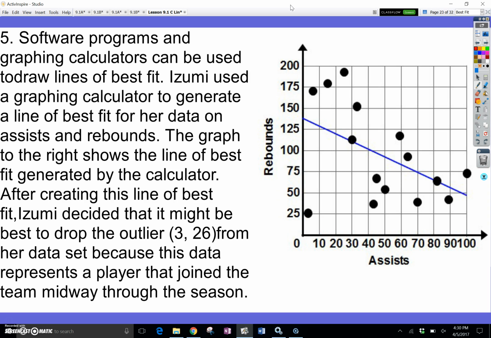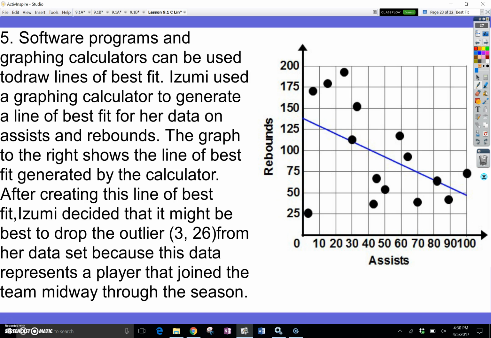So we're going to look at a new type of best fit line. We're moving away from basketball. And when we get some of these, we might not know what a best fit line is because you have a lot of points. So we can use Desmos or other computer programs to actually draw us a best fit line, giving us points. It says software programs and graphing calculators can be used to draw lines of best fit.